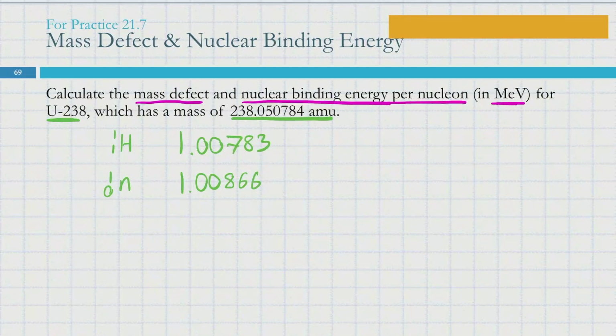Okay, so those are the values in AMUs for our protons and for our neutrons. How many protons do we have in uranium-238? No. 118 is the maximum number of protons for elements that we know of. 118 is oganesson.